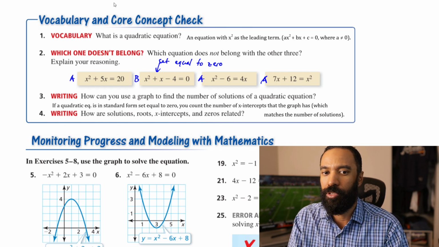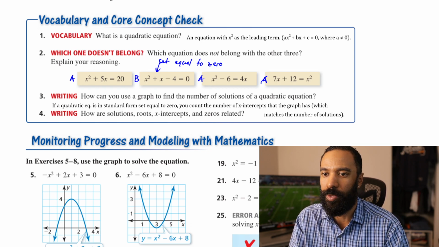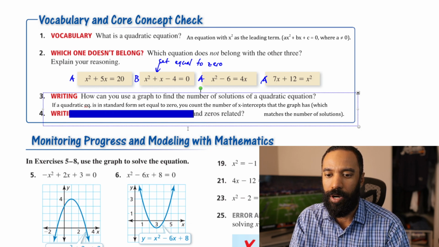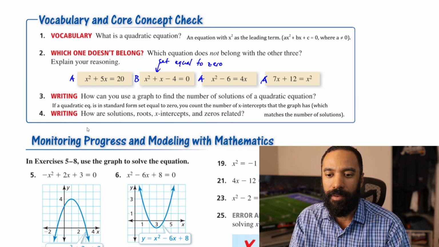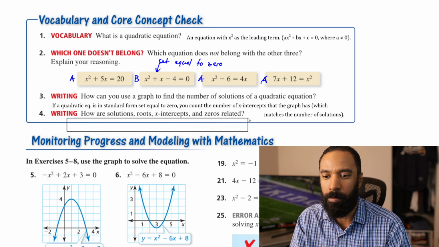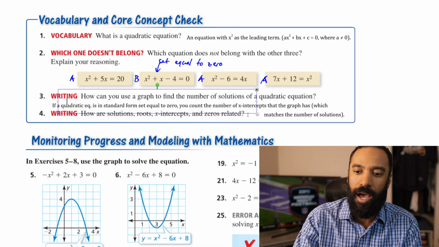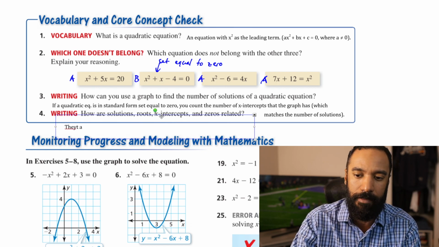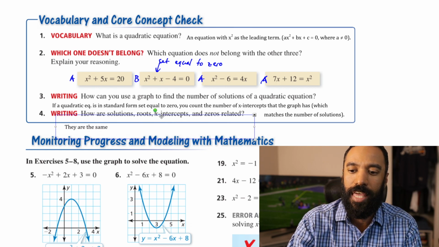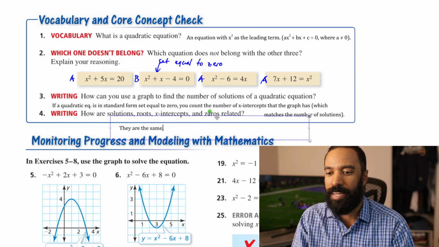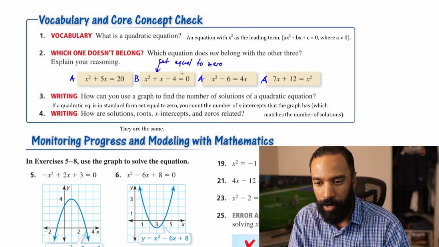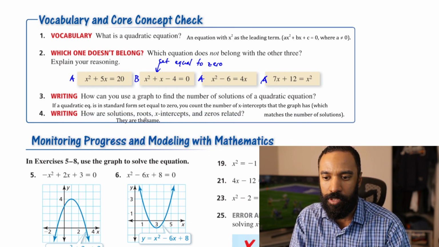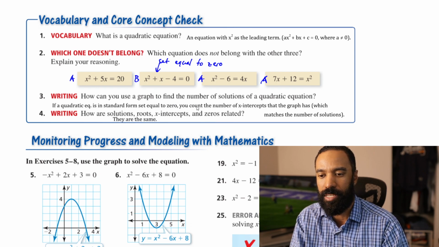Number 4, how are solutions, roots, x-intercepts, and zeros related? They are the same thing. Sometimes, I'm not going to say the word factors matches, but it relates to them. If they said factors, then the factored form gives you the intercepts. They are all about finding the value of x when y equals 0, or finding the values of x that give you the same y value out. But they are the same. That's how they're all related.